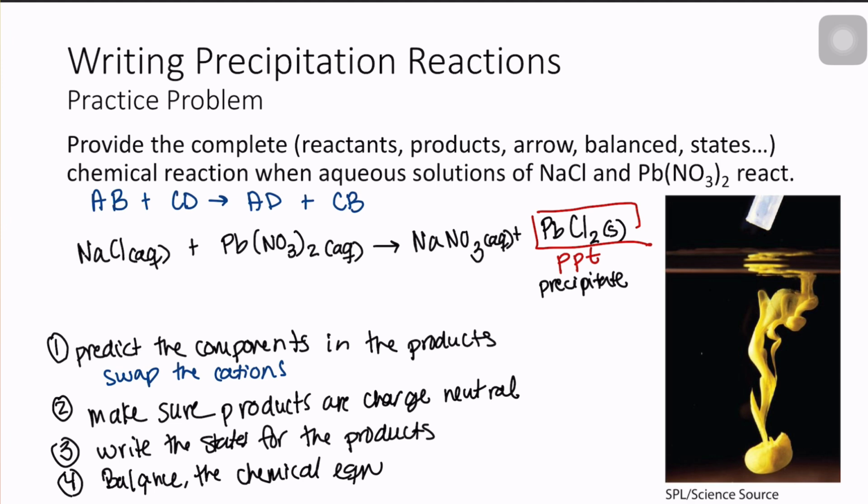One of the first things I notice is that I have 2 chlorides in my products and only 1 in my reactant. So I'm going to put a 2 in front of my sodium chloride. Now that has caused my sodium to not be balanced, so I can put a 2 in front of the sodium nitrate on my product side. And by doing that, I have also balanced my nitrate.